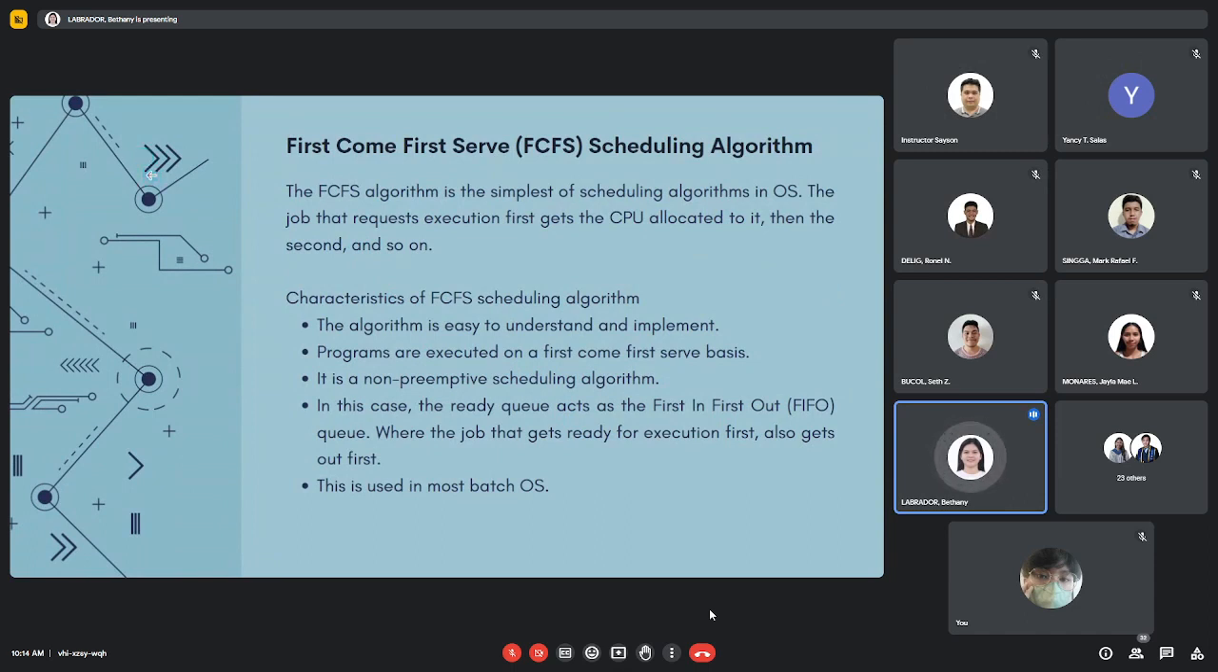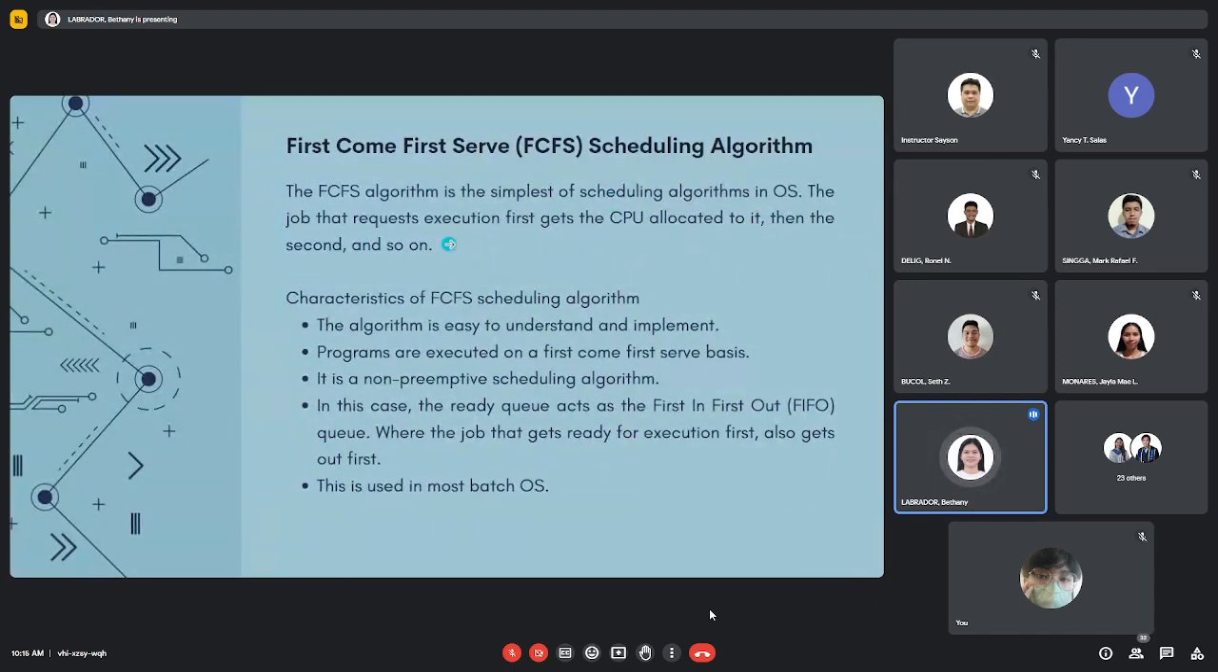I am going to discuss the first scheduling algorithm, which is the first come first serve scheduling. So, what is the first come first serve scheduling algorithm? The FCFS in OS: the job that requests execution first gets the CPU allocated to it, then the second, and so on.